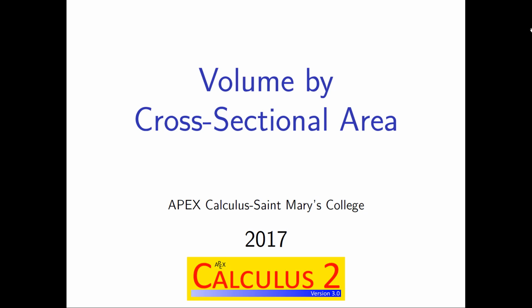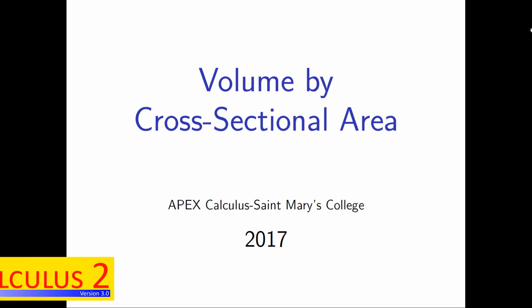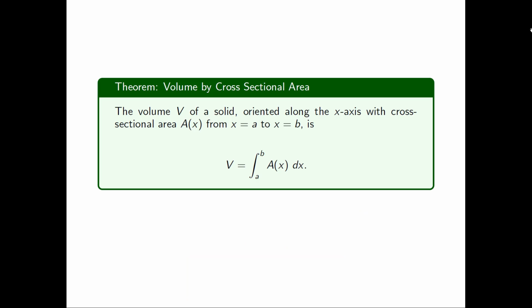Up till now we've only used integrals to find areas. Now we're actually going to look at volumes. We'll leap straight into our theorem. We have a solid, and we're going to orient it along the x-axis, and assume that each little cross-sectional area has area A(x), and then we can integrate that A(x) from a to b to find that volume.